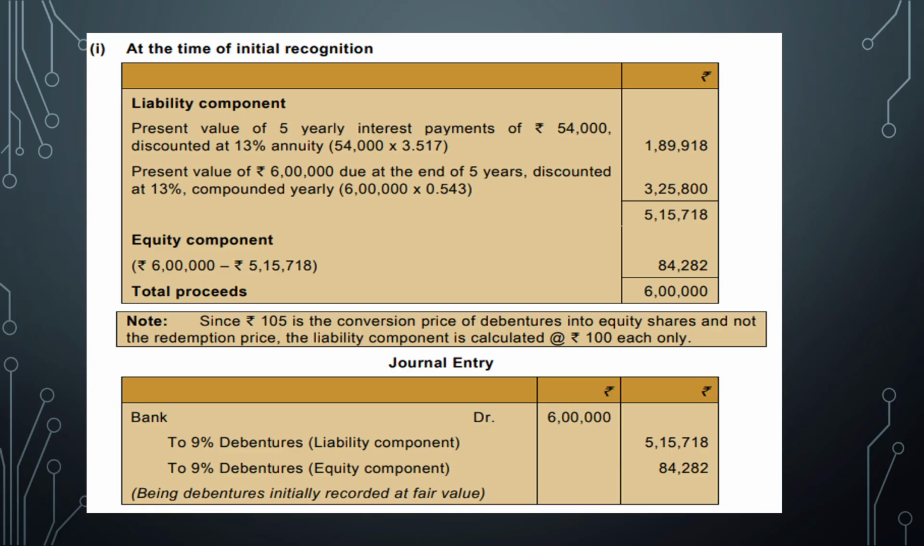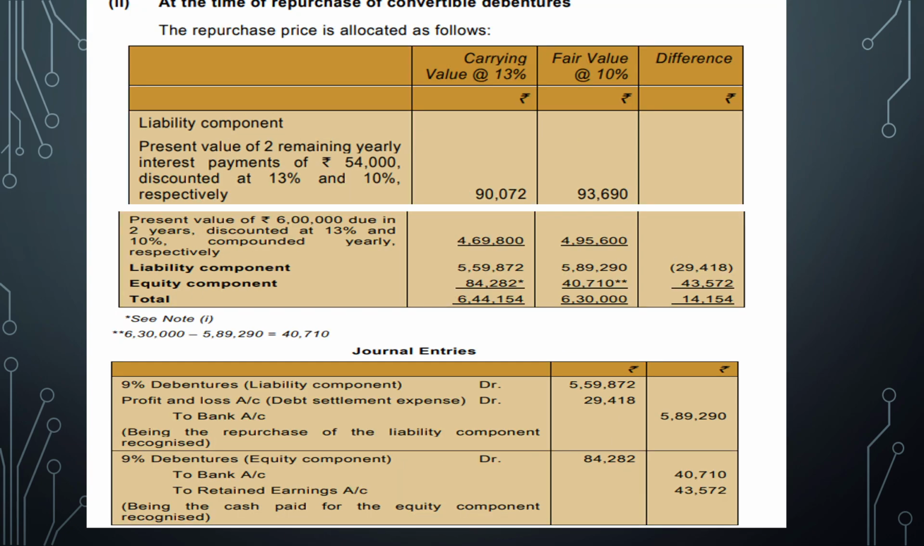So the journal entry, immediately go and pass it. The mistake you should avoid is you should put bank to 9% debentures, but many will put bank to liability component to equity component. Some examiner will be very specific on these aspects, so that is the main reason we are sharing these things. So if you pass this and if you do this, 4 marks minimum will be in your pocket.